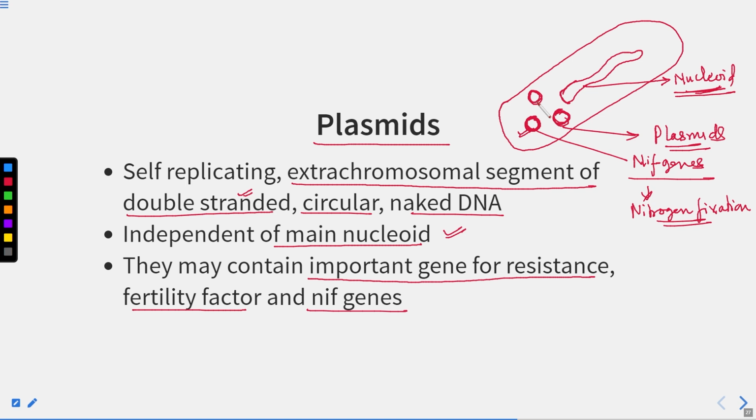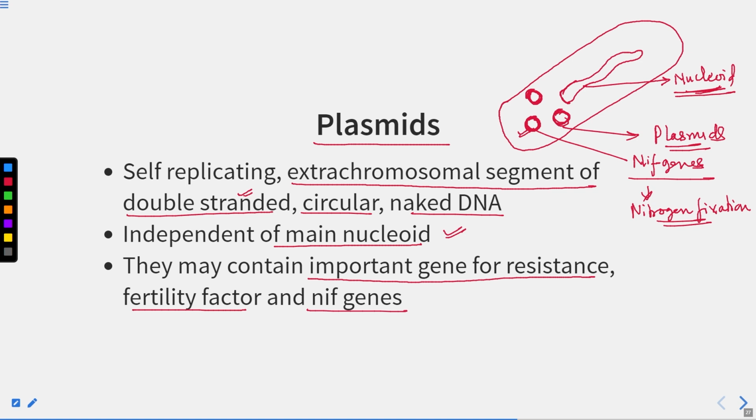And in the field of agriculture, it is very, very important, because if we talk about a small use of this plasmid, biotechnologists have taken out these NIF genes from the plasmid of the bacteria, and they have incorporated them into the main DNA of some plants that are commercially very important for agriculture. Now that plant can do the process of nitrogen fixation by itself, right? So this is very, very important.